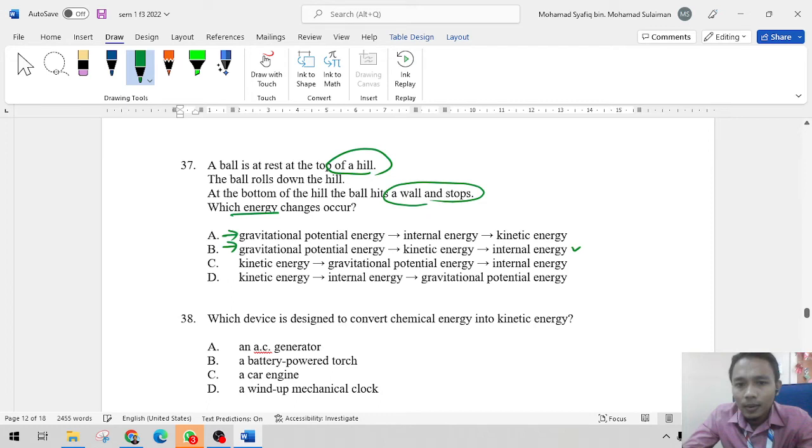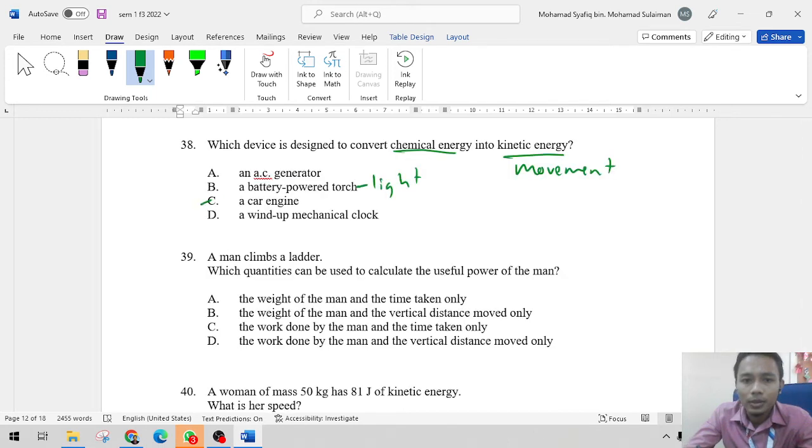Convert chemical energy to kinetic energy. Okay, so this one is movement. Okay, so movement, this is light. Okay, so car engine.